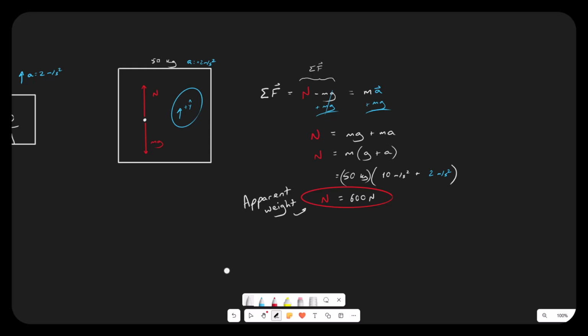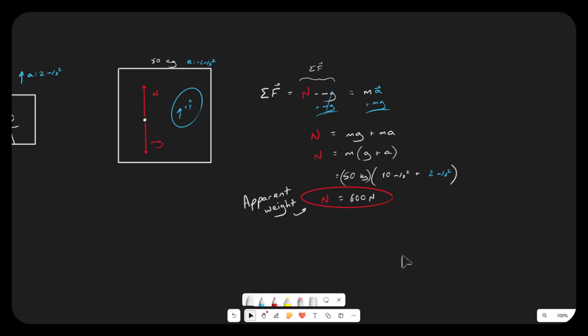If you are falling through the air, you have just jumped out of a plane and you're not reaching a whole lot of air resistance yet, you're just in free fall, your apparent weight is 0. In this case, your apparent weight is 600 newtons.